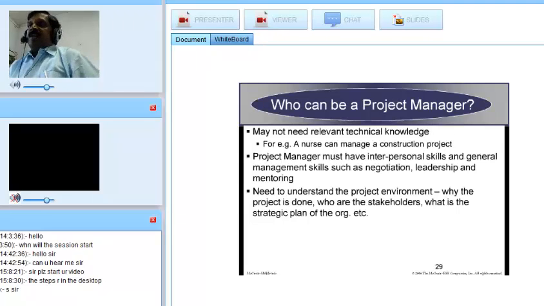So we have seen various process areas, we have seen various knowledge areas, we have seen the constraints. Now, who can be an effective project manager? Who can be an efficient project manager? Now, ladies and gentlemen, for doing a project, we don't need to be a technical guy. We are looking for a management guy. So the project manager need not be a technical guy.